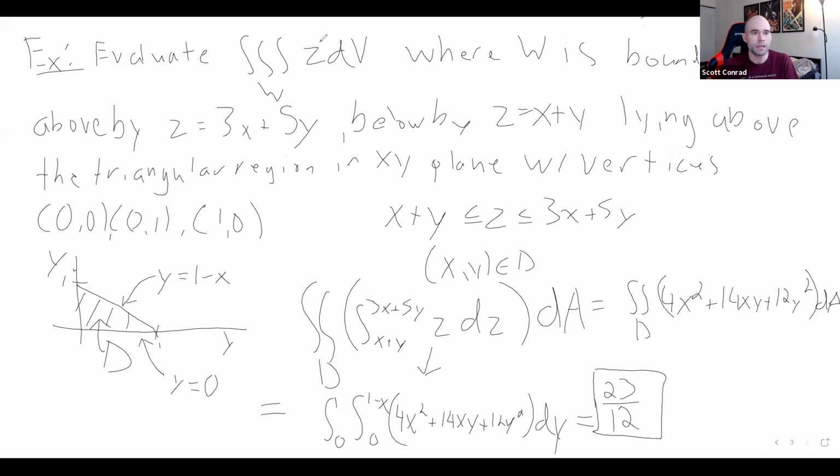But the important bit is noticing it's a z-simple region. We have a top and bottom curve. And then we're told explicitly where x and y live. And that's going to be your region D. So often it helps to draw a picture of D, see if it's vertically simple, horizontally simple, etc. We saw it was vertically simple, so on and so forth. Okay, any questions about this?